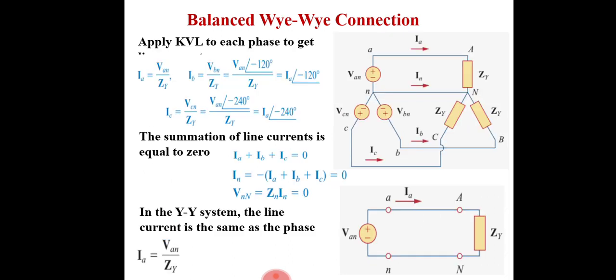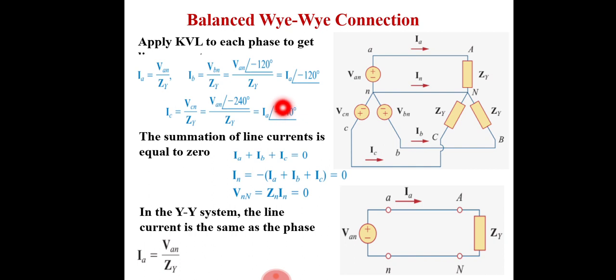Now to find the current, applying KVL to each phase gives IA equal to VAN divided by ZY. In the figure we see IA is across voltage VAN and impedance ZY. Okay, so IA is equal to VAN divided by ZY. In terms of IA, now we find IB.